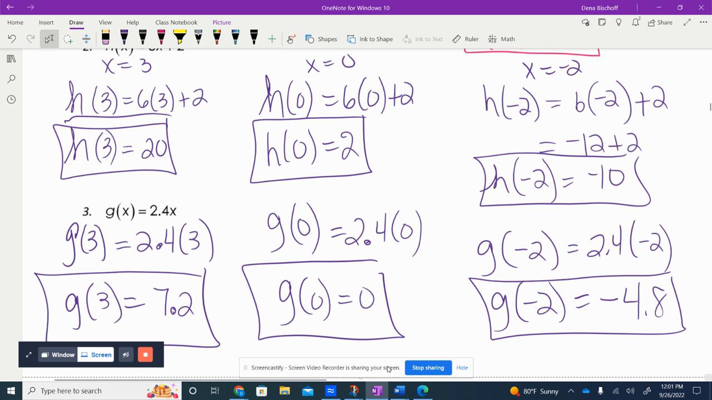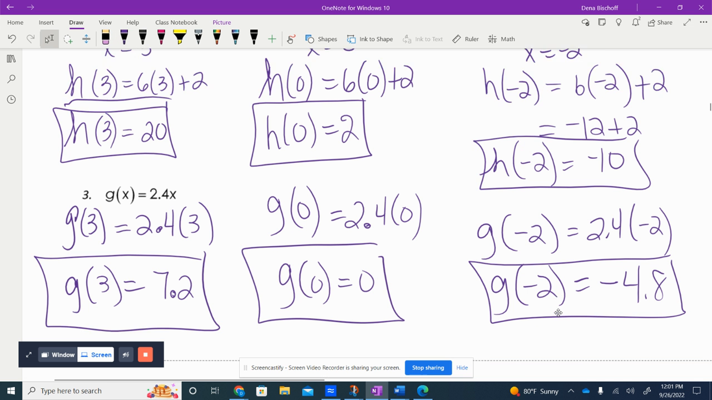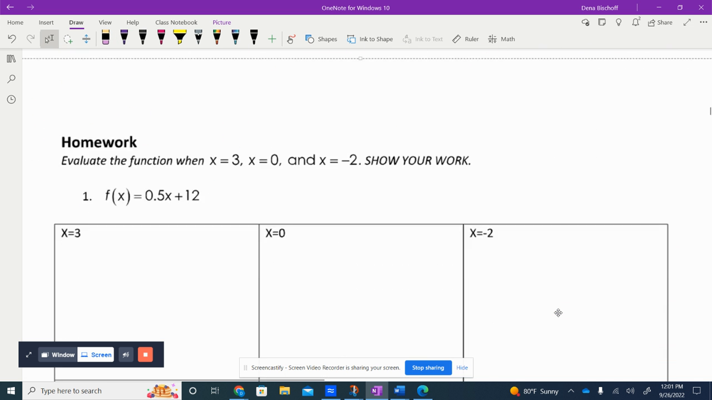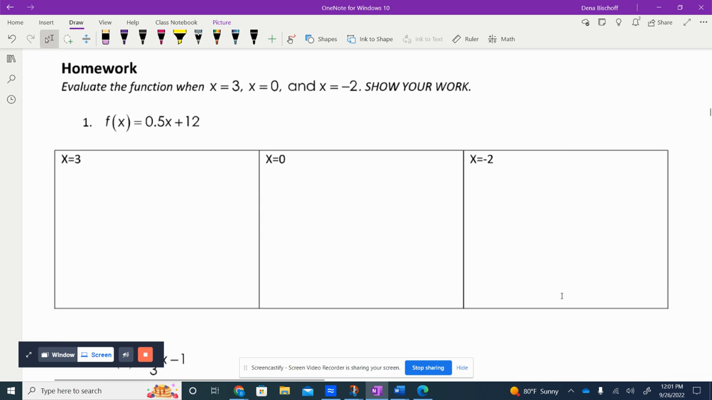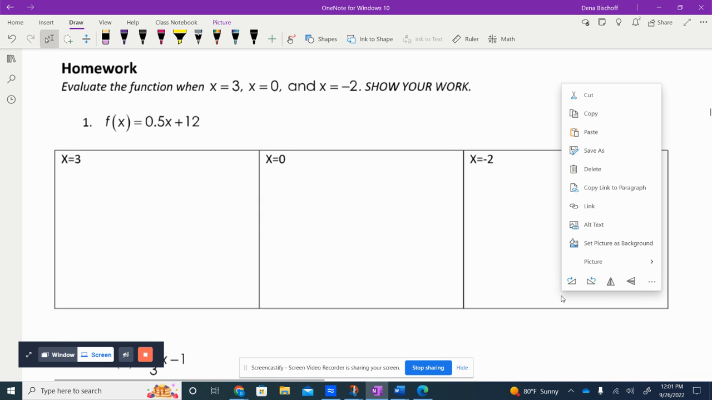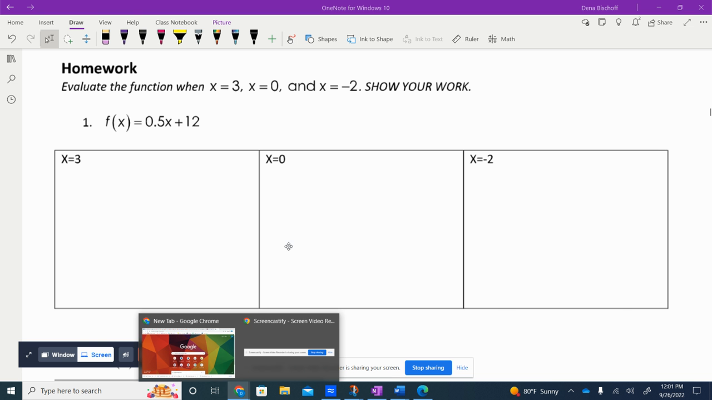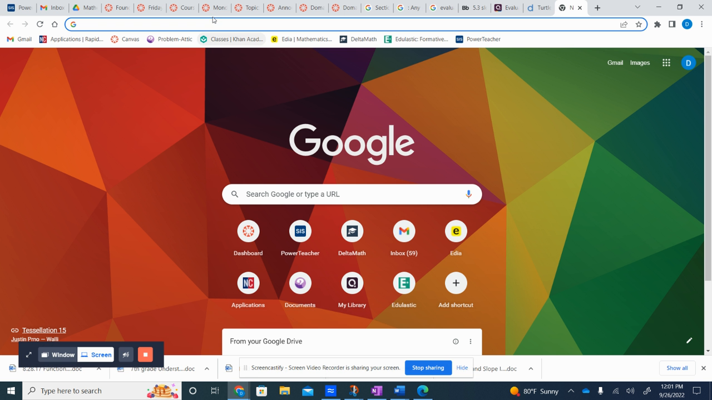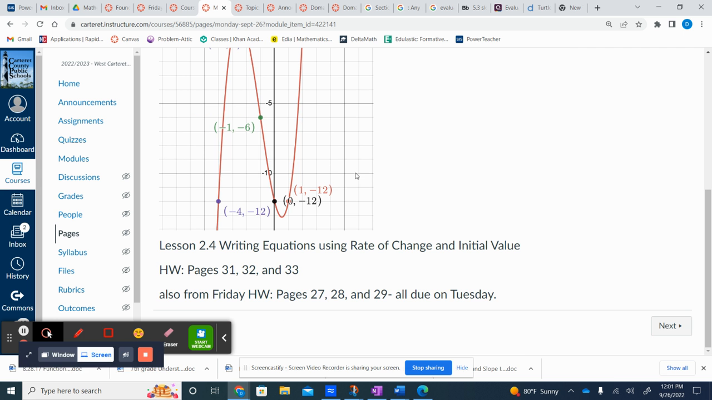Questions? Okay. So you have 6 functions that you are going to evaluate. You need to make sure you show your work. I don't care if you use a calculator, but I still want you to show that you plugged it in to the function, like write out the function. Here's what we have for today.